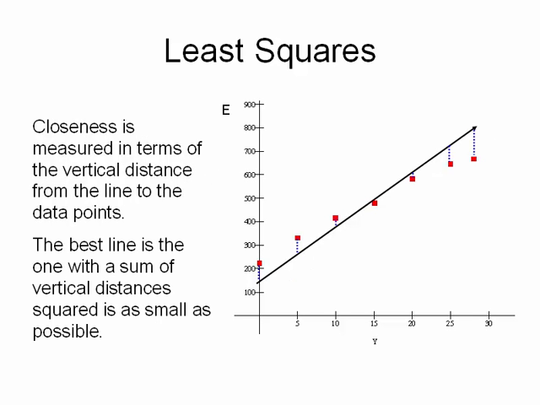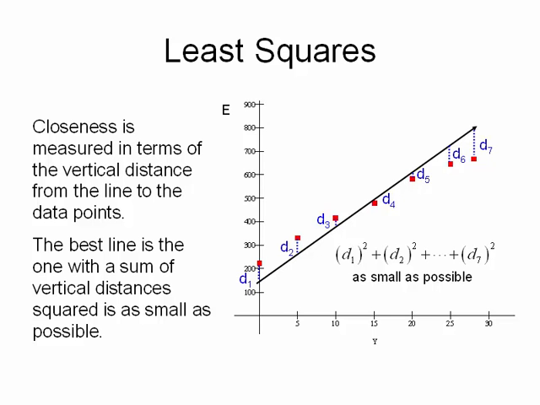When I say closer than any other line, you've got to remember that that's subject to interpretation. In our case, closeness is measured in terms of the vertical distance from the line to the data points. So on my graph here, I've drawn these dotted blue lines. That's the vertical distance. The best line is the one where the sum of the vertical distances squared is as small as possible.